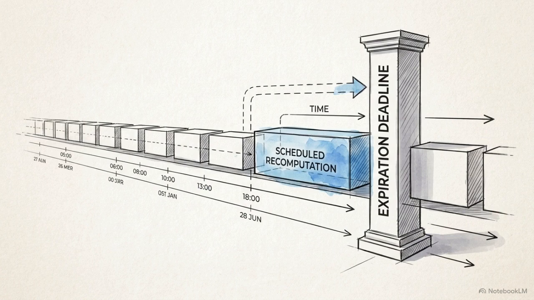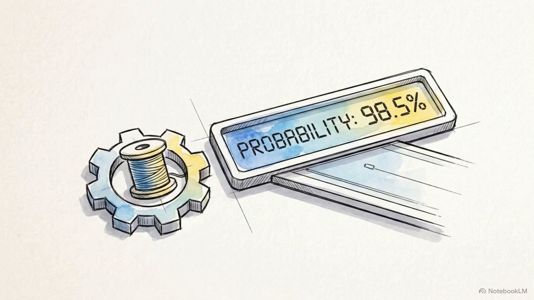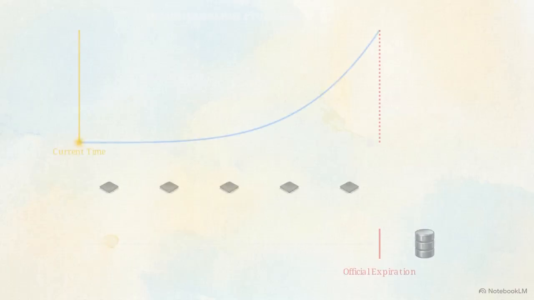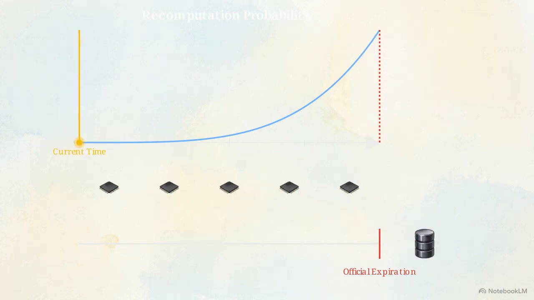The second defense attacks the root cause before the key even expires, using probabilistic early expiration. This equation dictates how worker threads evaluate items approaching the end of their time to live. Instead of waiting for the exact expiration timestamp, the system makes an independent, calculated decision to recompute the value early. As the expiration window tightens, the probability of an early recomputation scales upward.